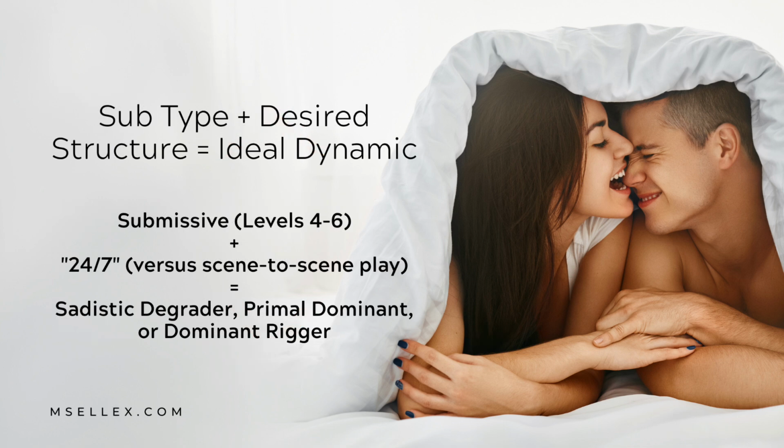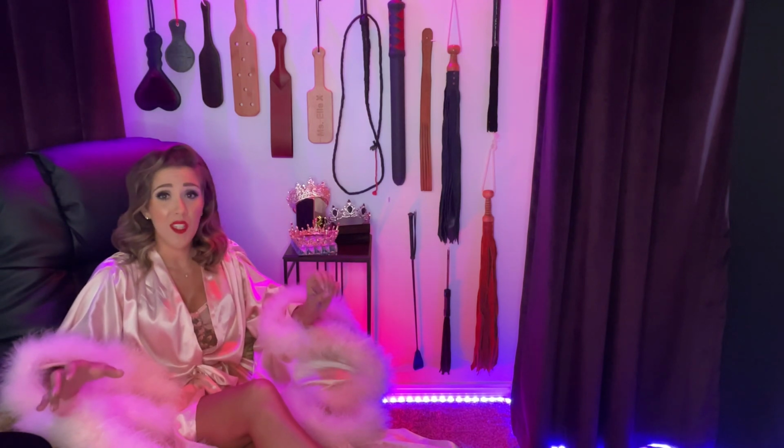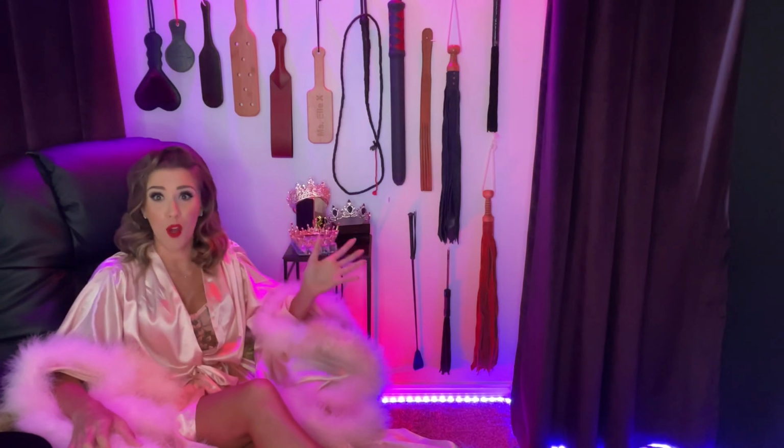Therefore, if we plug in his subtype, submissive, levels 4 to 6, plus his ideal structure, definitely more than scene to scene, okay, we find that his most compatible types of partners would be sadistic degrader, primal dominant, or dominant rigger. So that is the beauty of this system. It can be replicated to assess your specific desires and compatibility at any time and with any partner or partners.